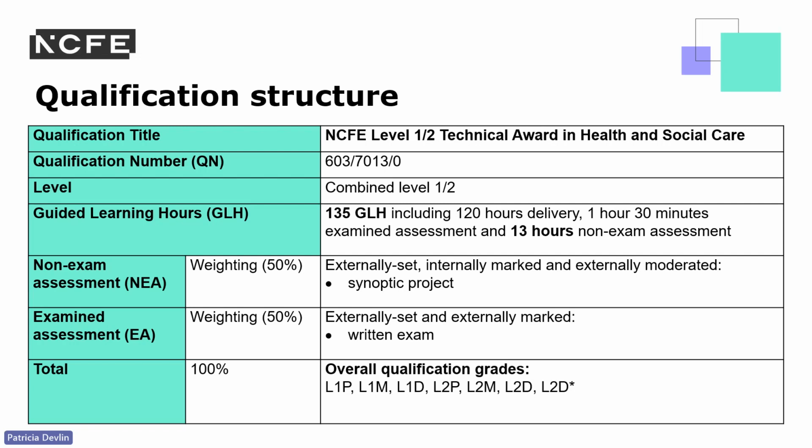The NEA and the EA have a weighting of 50%, so 50% for the NEA, 50% for the EA. The content assessed in the EA and the NEA will be sampled from across the full breadth of the qualification. The overall qualification grades are a level 1 pass up to a distinction, and for level 2, a level 2 pass up to a distinction star.